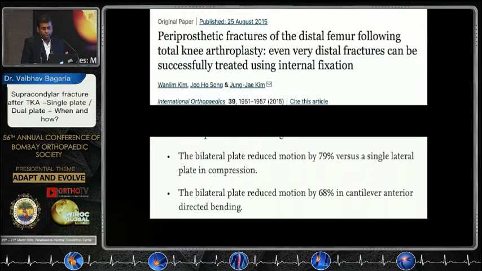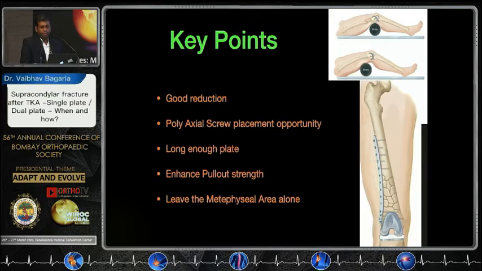Now the biomechanical part of it has clearly shown that it is much superior biomechanically to do a dual plate. And why not do it then? The key point, as I said, in how to execute is to get a good reduction. On the lateral side, there should be polyaxial screw placement opportunity and a long enough plate, and use any measure that enhances pull-out strength and enhances the biology, and leave the metaphyseal and comminuted area alone.